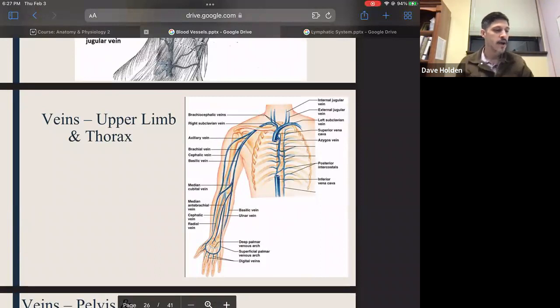Upper limb and thorax, brachiocephalic veins. We've seen that word before, brachiocephalic. So this is going to be veins coming from the head and arm that will then merge into a brachiocephalic trunk. Axillary vein, brachial vein, median cubital vein, cubital region, meaning the crook of the elbow. That median cubital vein is usually the one they're aiming for when they give you an IV.